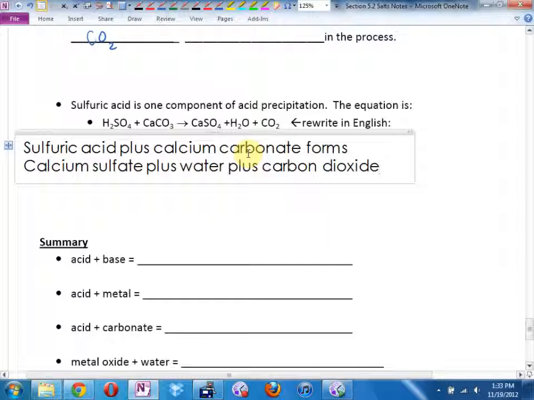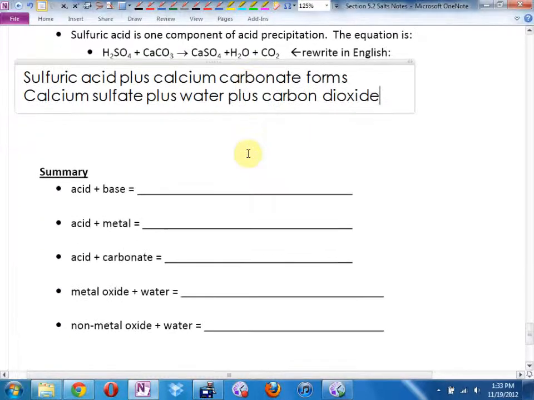Mr. Dirk, do we have to memorize or know this chemical reaction? No. In fact, you know what you absolutely positively need to know? What we're about to write here in this summary. Summary.